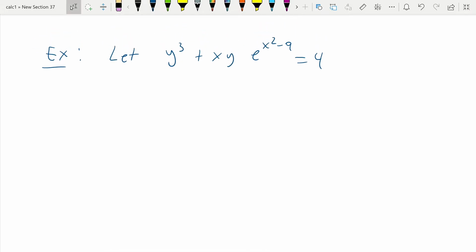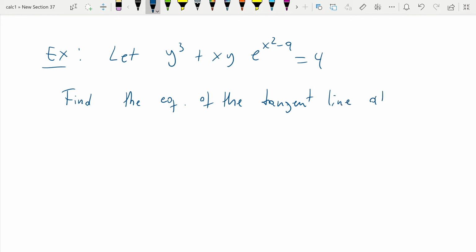And of course, if there's a graph and the function is differentiable, then you can find the equation of the tangent line. This is precisely what you're asked to do here. So find the equation of the tangent line at the point 3, 1.